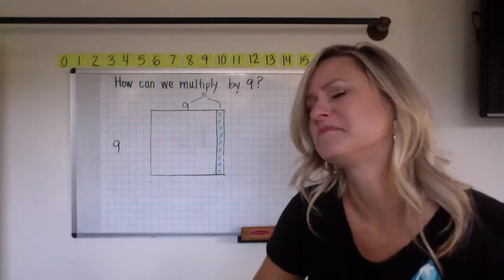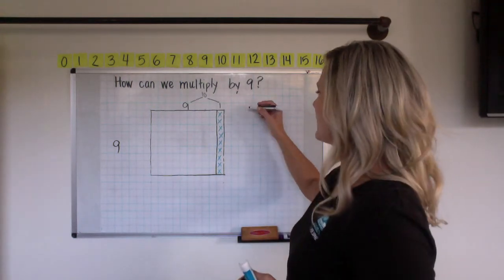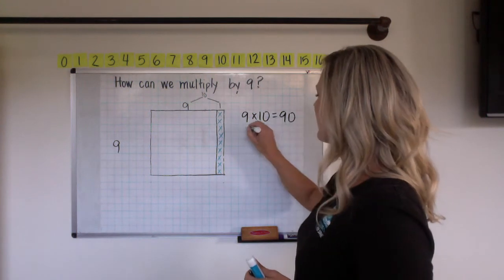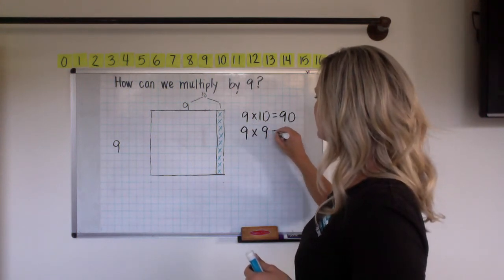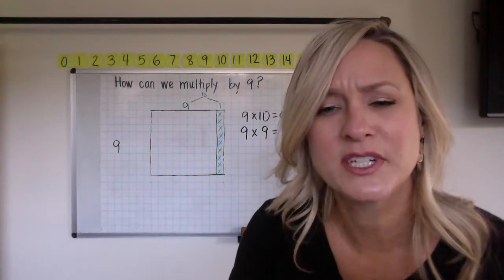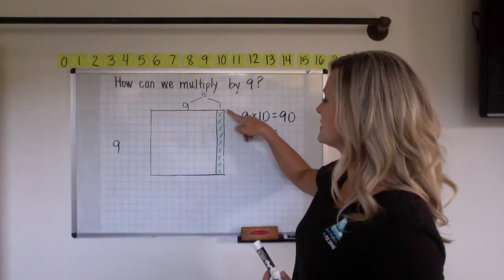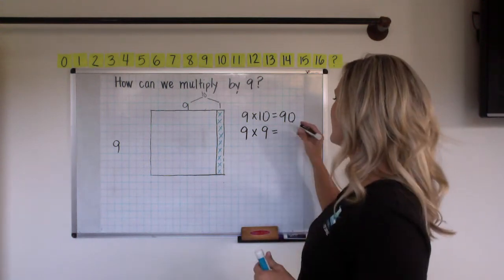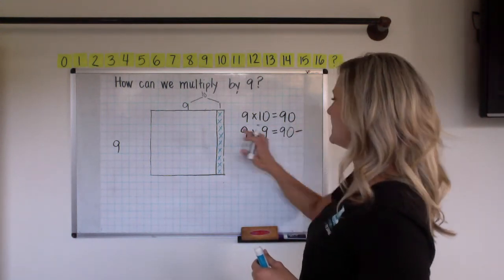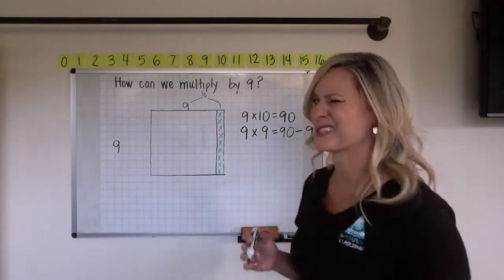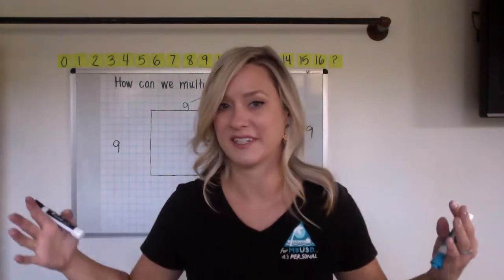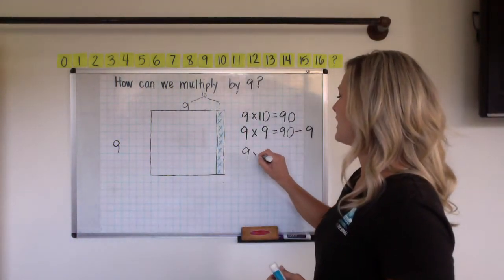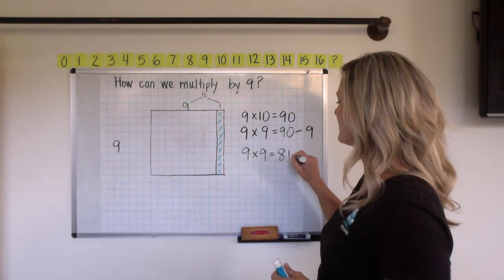So let's think about that. We know 9 times 10 is 90. How could that help us with 9 times 9? Well, maybe you could just do the 90 and then subtract off those 9. So this would be the same as 90 minus that one group of 9. So what's 90 minus 9? 81.